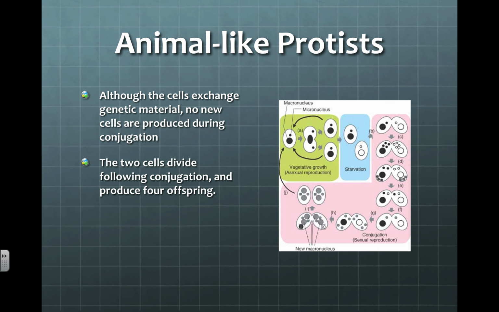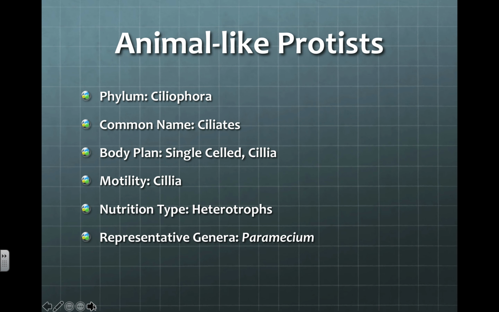Now in this picture, it shows you that the cells are exchanging genetic material during conjugation, but during the process of conjugation, the cells aren't actually producing any new ones. So the two cells are going to have to divide following conjugation. That's what it's up here to produce the four new offspring. So there's actually two things going on there.